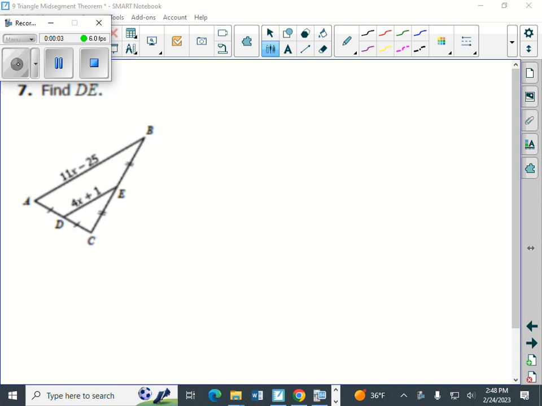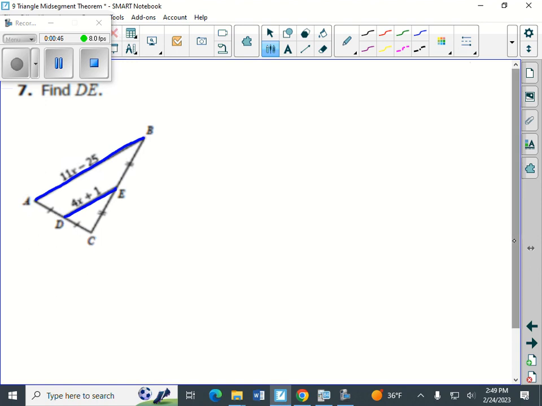Problem number 7, we're using the triangle mid-segment theorem to help us find the value. We want to find the measure of DE, and before we can get to that point, we need to figure out, well, what does x equal? And if you recall, the mid-segment is DE. And we're going to use that idea in the theorem, which says that DE is half the length of AB.